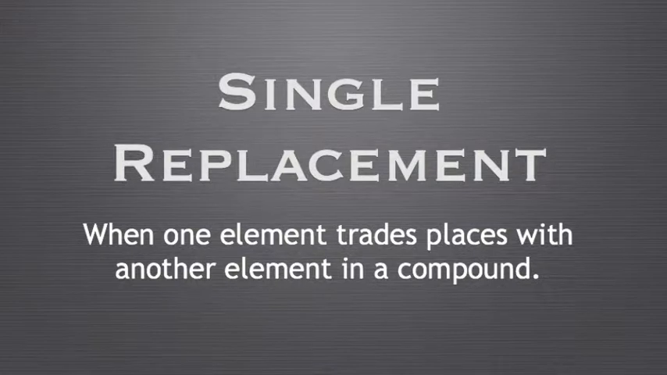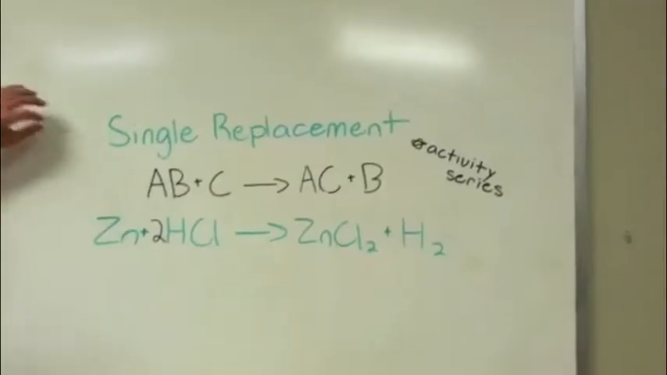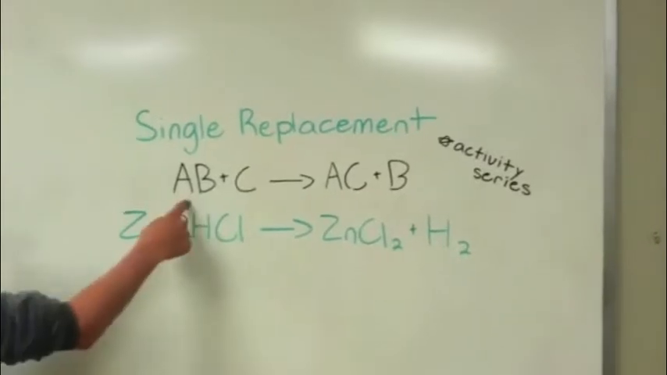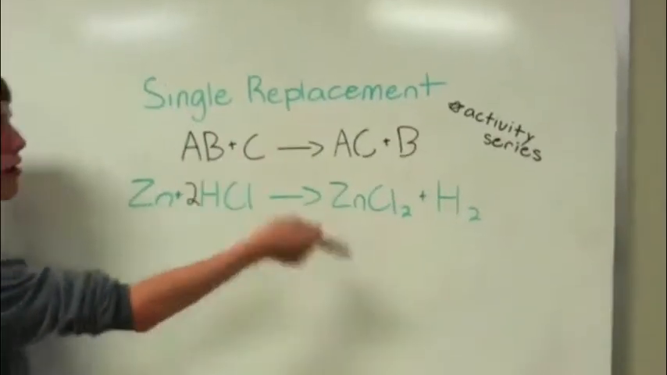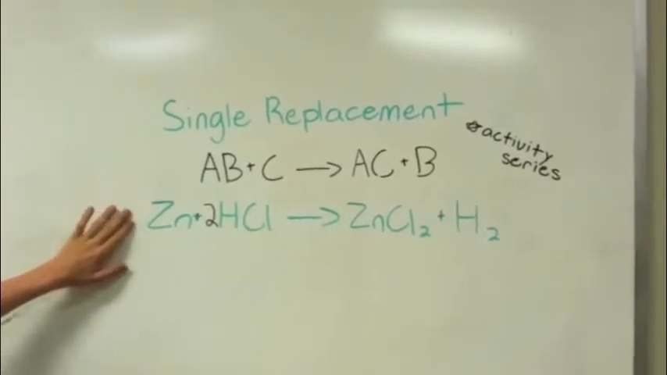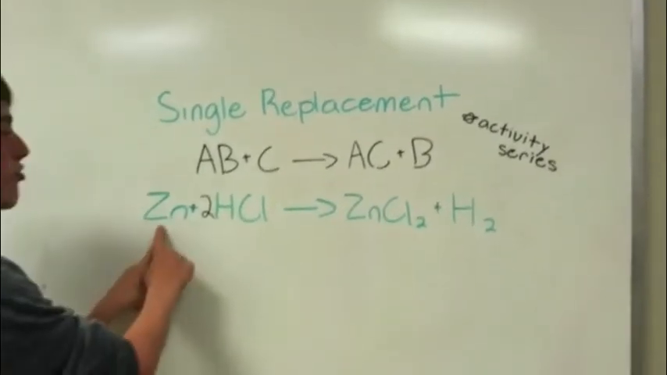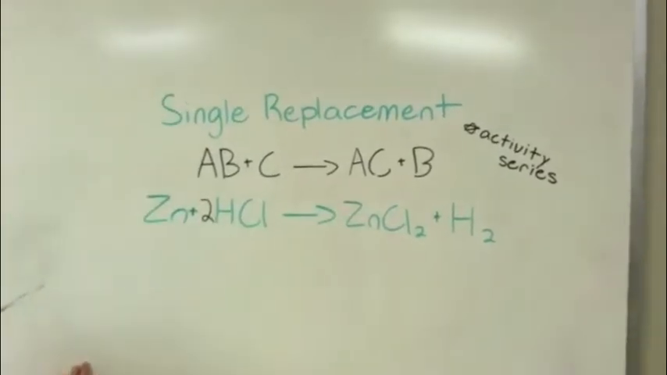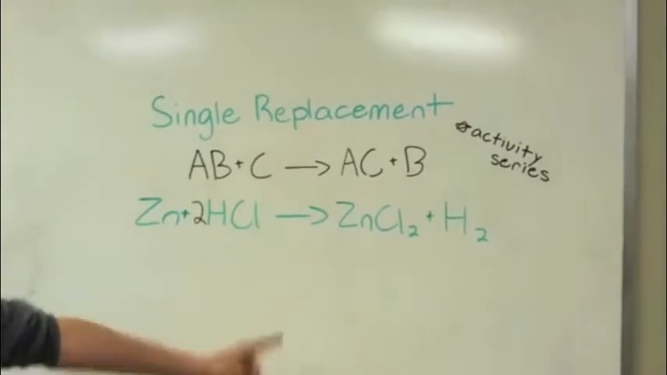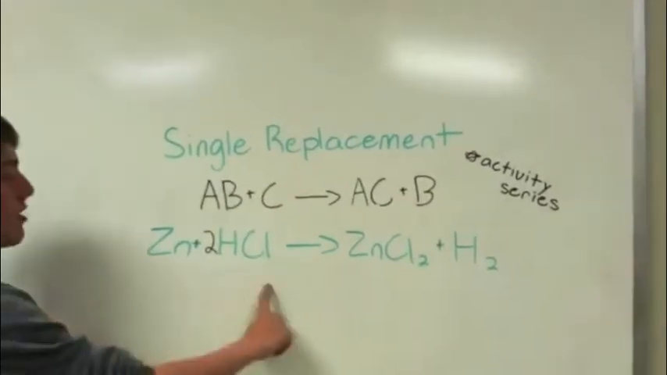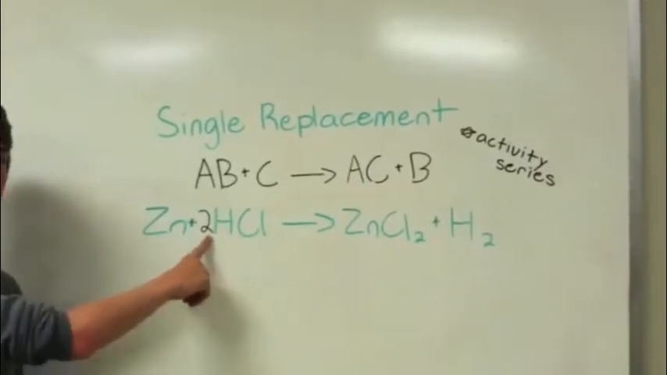A single replacement equation occurs when one element trades places with another element in a compound. Alright, this is a single replacement equation, and the way you're going to recognize this one is there's going to be 1 compound and 1 lone element on each side of the equation. So down here in our example we have zinc and hydrogen chloride, and what's going to happen is the zinc is going to trade places with the hydrogen, and it's going to bond with chlorine. But before you do that, you have to refer to the activity series, which will be explained in a different video, so I'm not going to explain it. But before we finish, you need to balance it with the 2 in front of the hydrogen chloride.